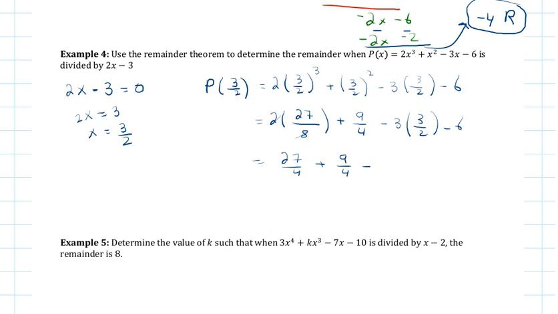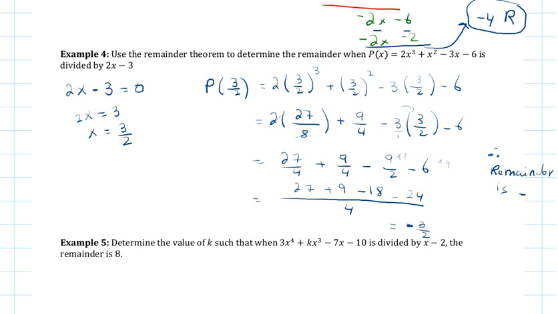Now I'm going to multiply and simplify each term. So 2 and 8 are going to simplify to 27 over 4 plus 9 over 4 minus, in this case, I can't simplify, so it's going to be 9 over 2 minus 6. I have to have a common denominator because I'm adding terms. So my common denominator is going to be 4. It's going to be 27 plus 9, and to make this one 4, I have to multiply by 2, so it's going to be minus 18. And this one I have to multiply by 4, that's going to be negative 24. And the remainder here is going to be negative 3 over 2. So therefore, the remainder is negative 3 over 2.